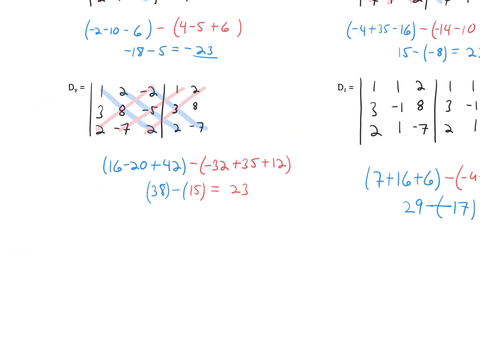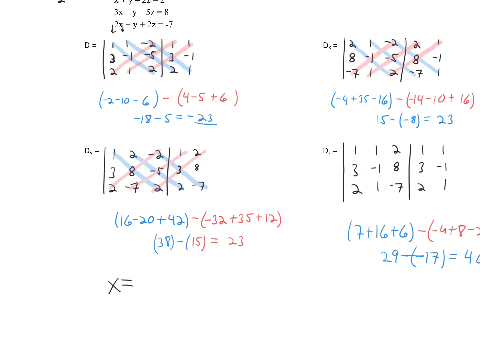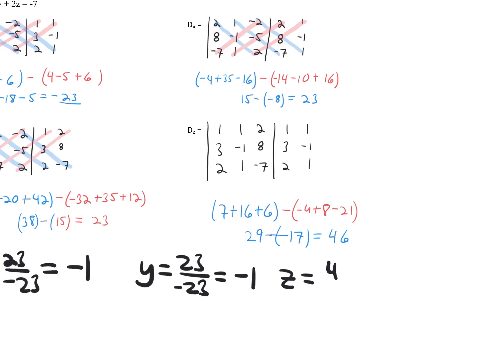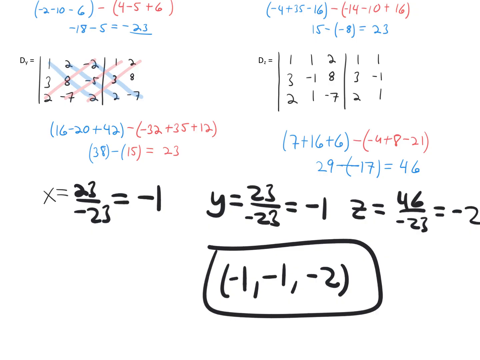And then for your final answer, you're just using all of those numbers and putting them on top of each other. So for x, we get dx over d, which is 23 over negative 23, so negative 1. For y, we get 23 over negative 23 again, so negative 1. And then for z, we get 46 over negative 23, so negative 2. So we get negative 1, negative 1, negative 2 as our final answer.